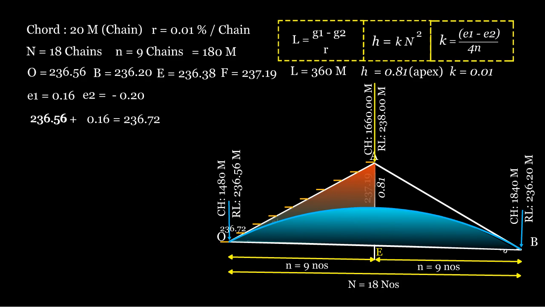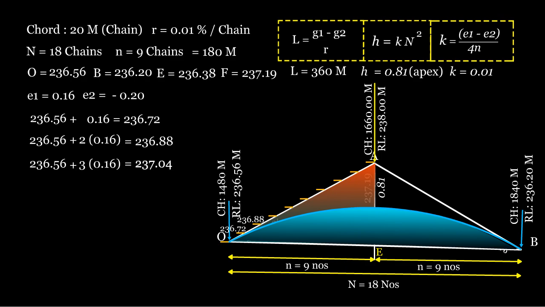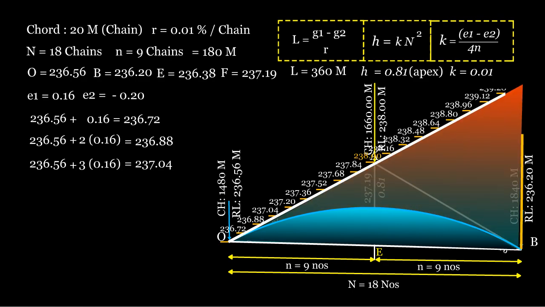Tangent elevation for the second peg. RL value of 0.0 plus the value of E1, that is, RL of first peg equals 236.56 plus 2 times 0.16, which equals 236.88 meters. Tangent elevation for the third peg. RL of first peg equals 236.56 plus 3 times 0.16, which equals 237.04 meters. Repeat the same process for all pegs until the 18th peg, that is point C.